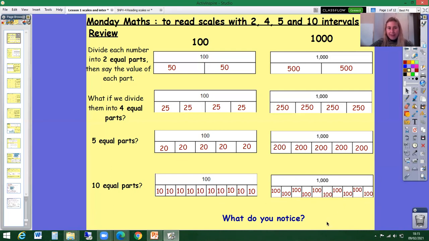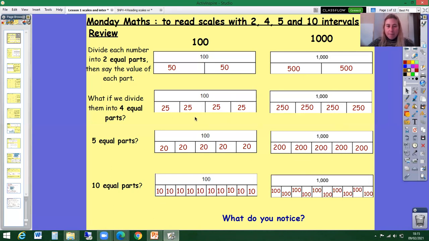So what did you notice? Pause the video now and have a think about that if you haven't already had a think about this. Okay, so I hope you can see that whenever we divide a multiple of 10, so 100 or 1,000 by 2, we always end up with a 5, don't we? Because 5 and 5 makes 10. Whenever we're looking at dividing by 4, and we've got 100 or 1,000, we always have that 25, don't we?